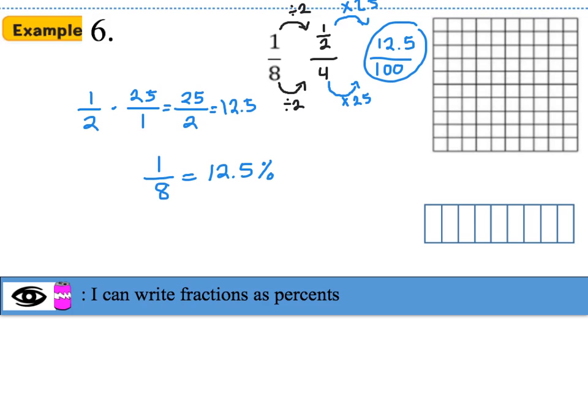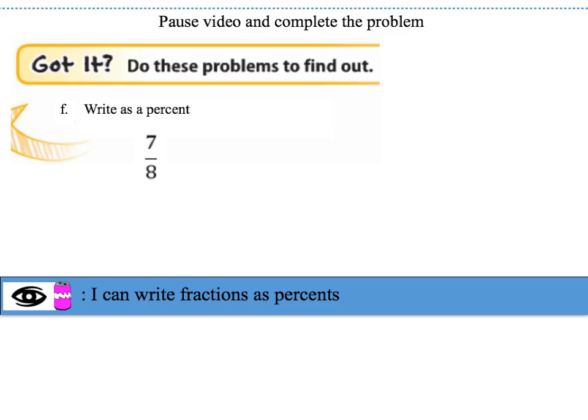On the 10 by 10 grid, this is what 12% looks like, but 12.5% would look like half of one of these boxes. So now this is what 12.5% looks like. So pause the video, complete the guided problem, and we will discuss the answer in class tomorrow.